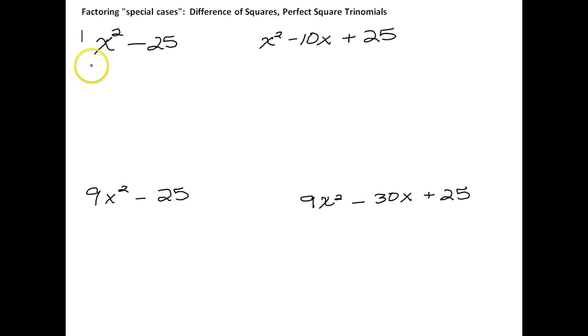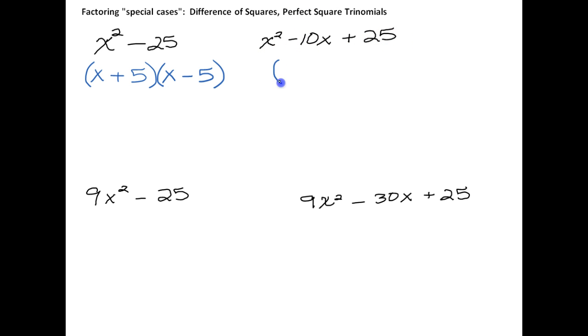So the way these factor is always the square root of the first term plus the square root of the second term, and minus the square root of the second term. If you were to multiply these back out, you would get positive 5x and negative 5x, which would drop out. Notice that one of them is positive and the other is negative, so that will give you the negative second term. If you have the same signs here, you're going to wind up with a trinomial, and this one is a perfect square trinomial right here.